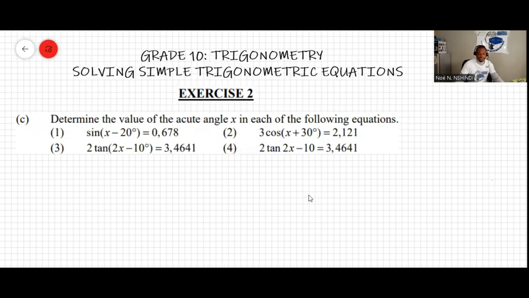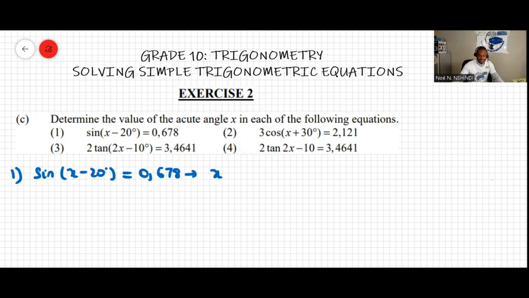We're still doing solving simple trigonometric equations. Now we're going to do exercise 2, and question C says determine the value of the acute angle x in each of the following equations. We're looking for the value of x, the unknown. From question 1, we have sin of x minus 20 degrees equal to 0,678. Now, what can we do here?